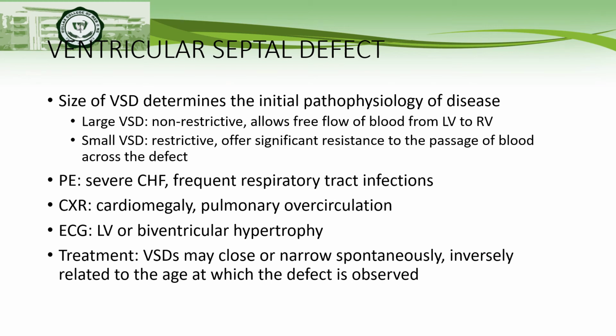The size of the VSD determines the initial pathophysiology of the disease. Large VSDs are classified as non-restrictive, and this defect allows free flow of blood from the left ventricle to the right ventricle, elevating RV pressure to the same level as that of systemic pressure. Small, restrictive VSDs offer significant resistance to the passage of blood across the defect, and therefore right ventricular pressure is either normal or only minimally elevated.